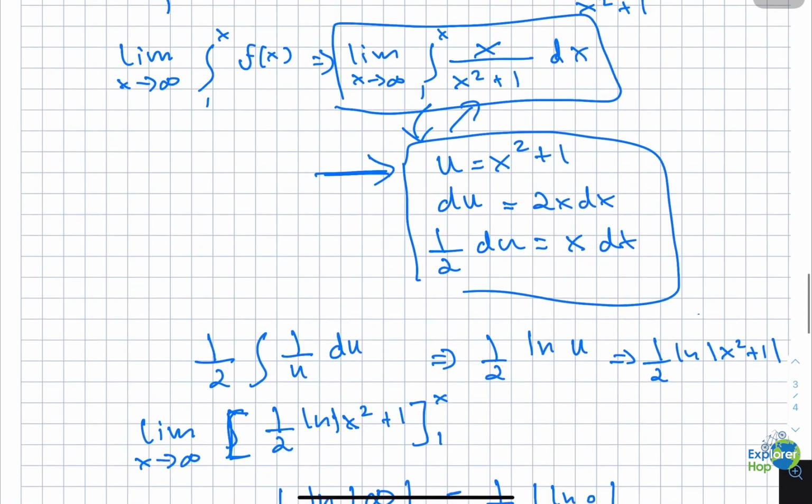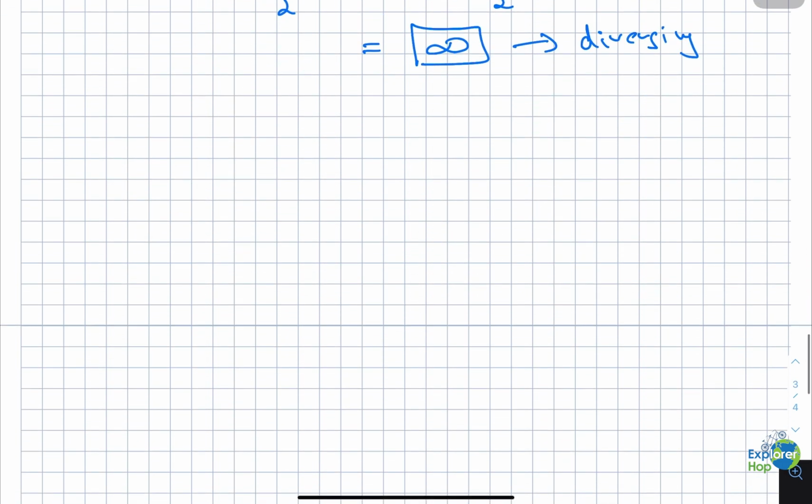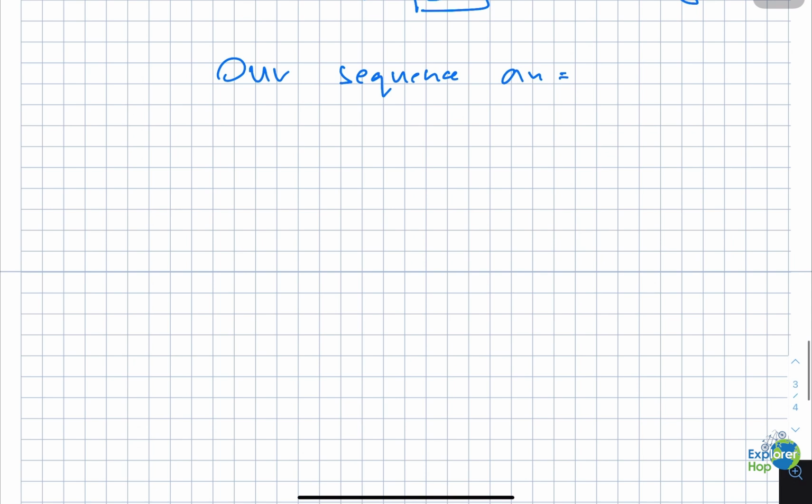Since our integral is diverging, that means our sequence a_n equals n over n squared plus 1 will also diverge.